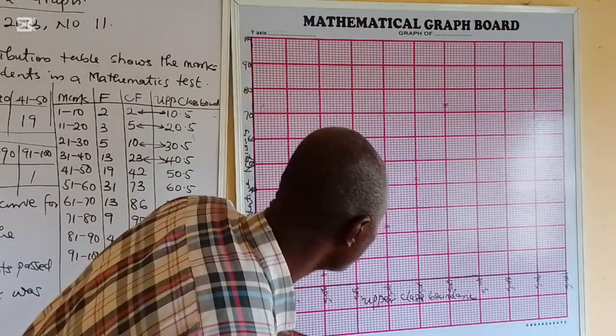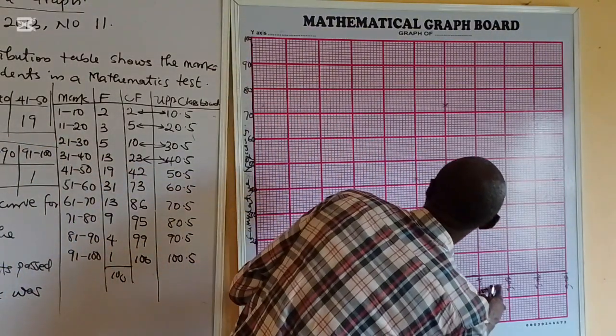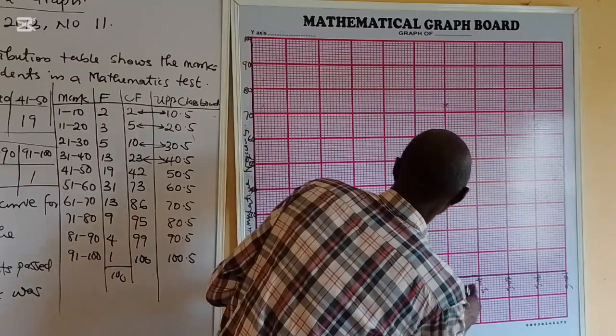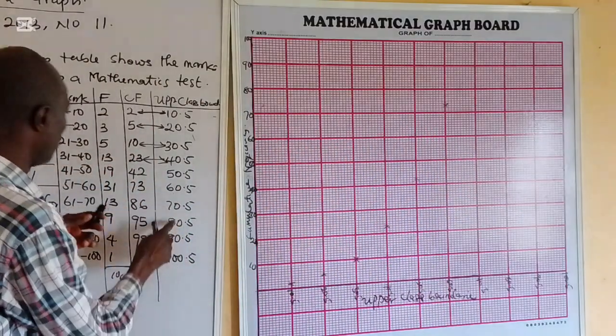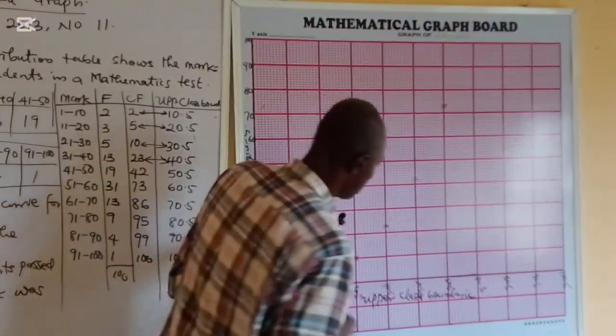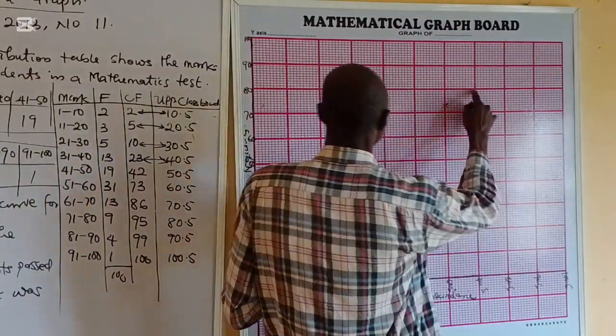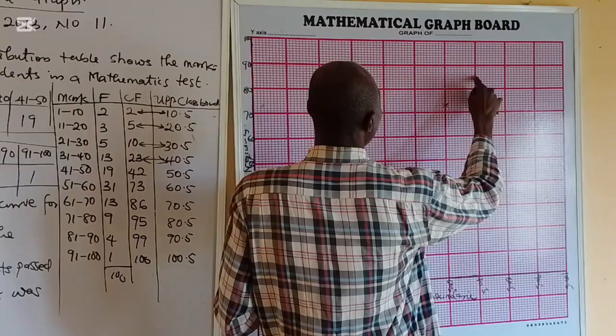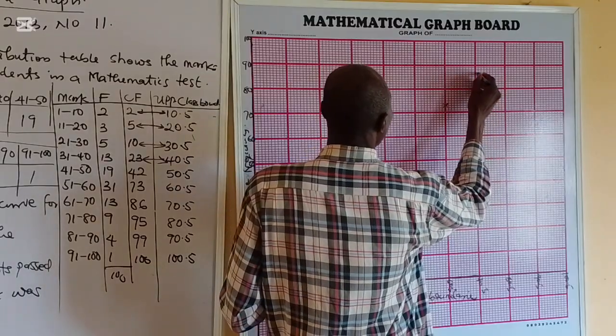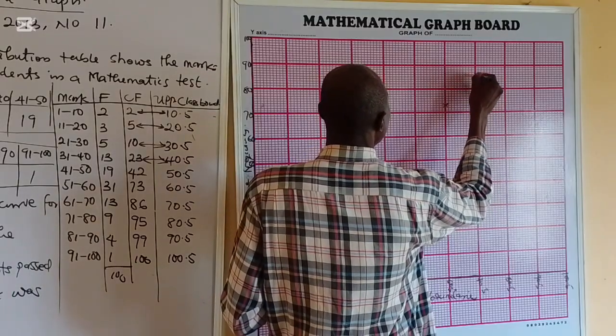Now, when it is now 70.5, it is 86. That is 80, 81, 82, 83, 84, 85, 86. So plot it all like this too.